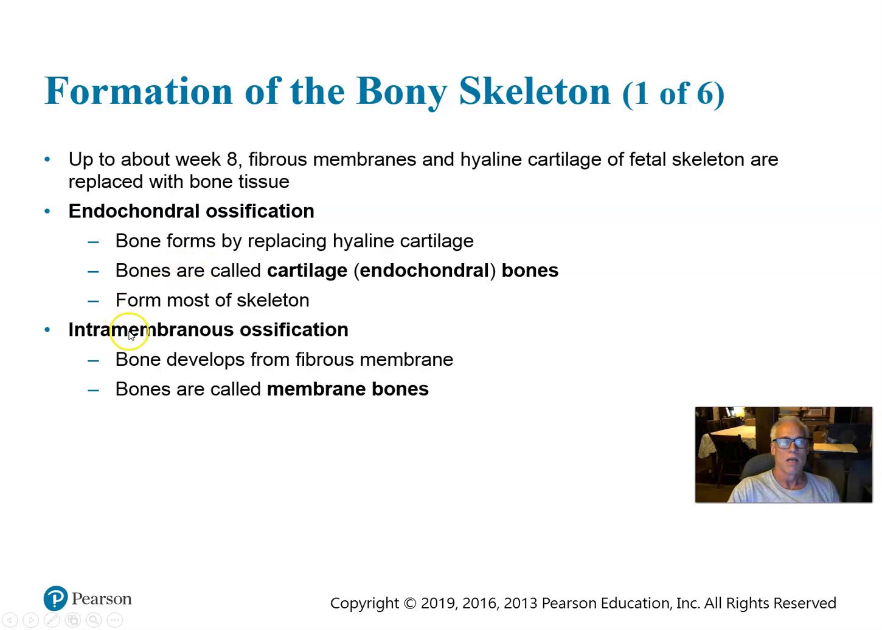Intramembranous ossification occurs as connective tissue membranes, essentially equivalent to dense irregular connective tissue, form in the shape of certain bones, and then that becomes converted over to bone tissue. That's called intramembranous ossification.